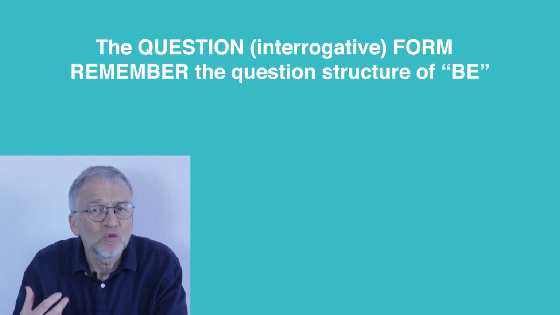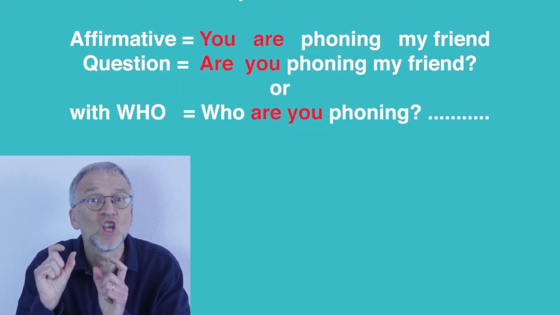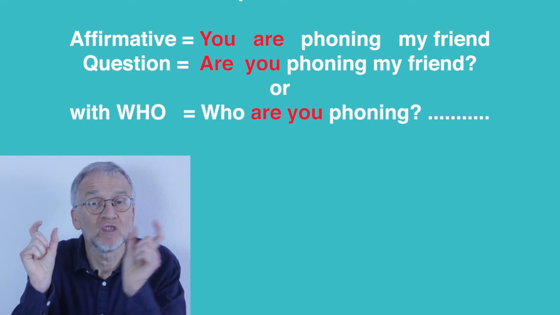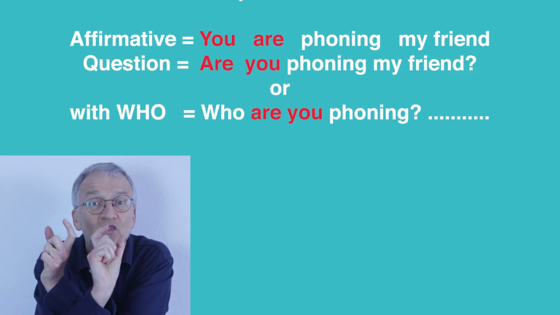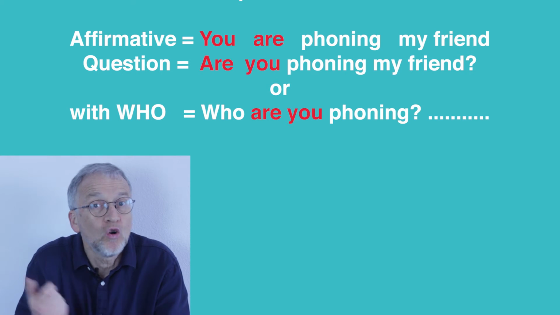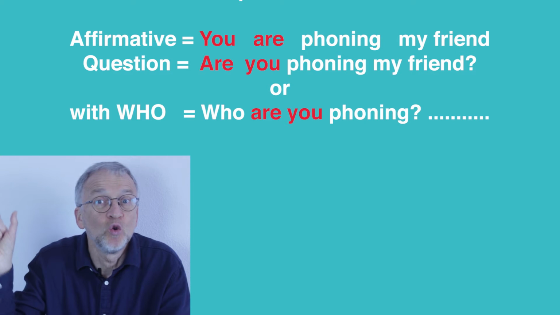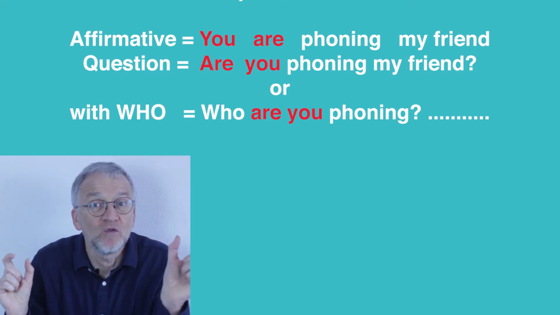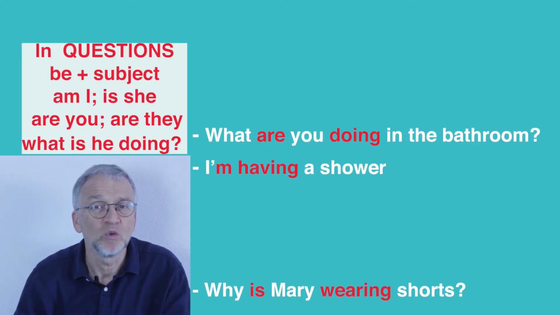Then, examples in the question form. So remember the question structure. In the affirmative, you say, you are phoning. But in the question, we take the you and the are, and we change them round. And you say, are you phoning, my friend? Or, if we use a question word, for example, who, then we say, who are you phoning? Yes? Right? So, very simple.